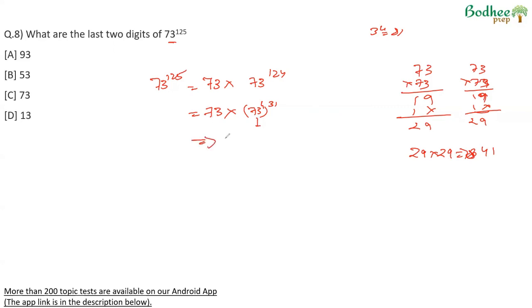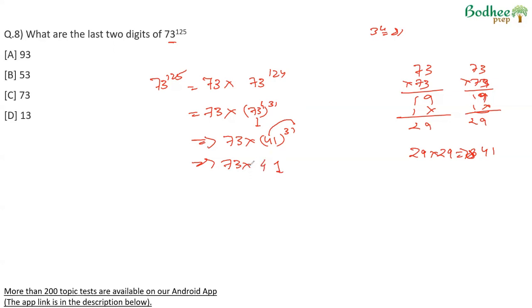The last two digits of this will be the same as 73 into (73 raised to power 4, which ends in 41) raised to power 31. This will be the same as 73 into 41 raised to power 31. 4 ones are 4. The last two digits of a number ending in 1 raised to a power: before the 1, we write the unit digit of the product of the tens place of the base multiplied by the ones place of the power. 4 ones are 4, so 41.